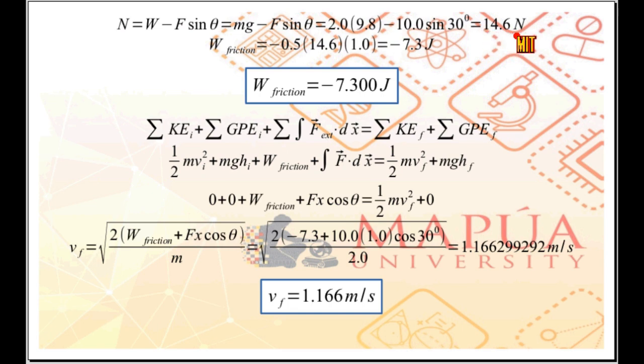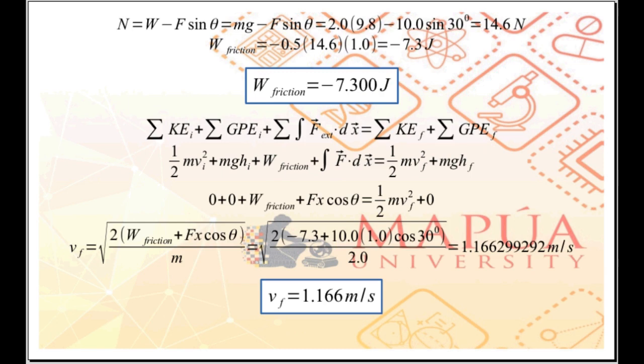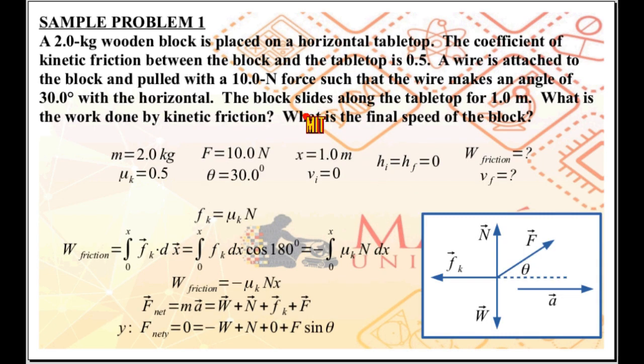Knowing the magnitude of the normal force, the work done by friction is equal to negative mu k N x. Knowing the normal force, we are now able to calculate the work done by friction. We have work done by friction to be negative 7.300 joules. Next, we need to get the final speed of the wooden block.